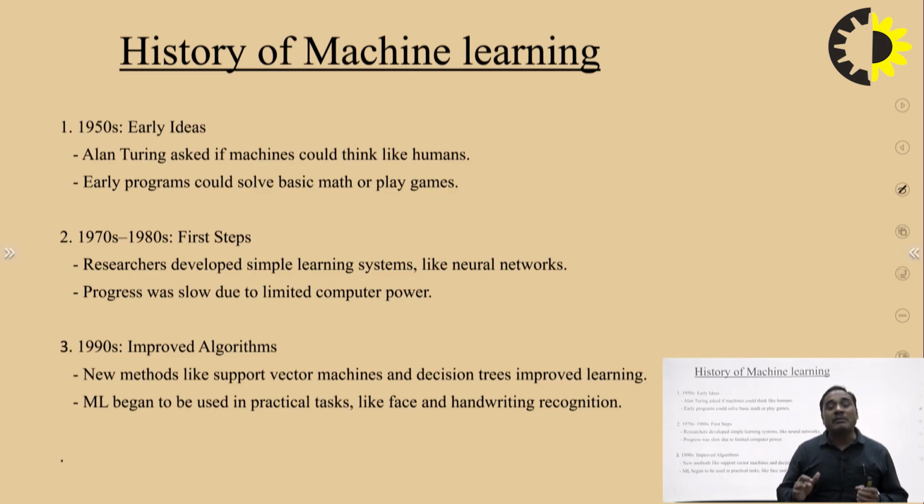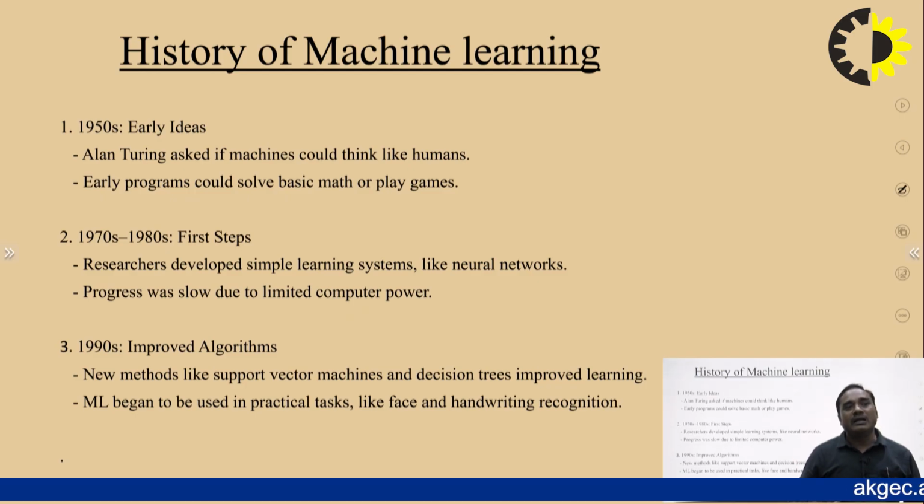This type of idea comes from researchers like Alan Turing during the 1950s, and after that, in the 1970s and 1980s, the first step was introduced. At that time researchers developed simple learning systems like neural networks. This was the birth of the machine learning concept, from the 1950s to the 1970s and 1980s, after which the step was forwarded to the next level. Then, in the third point, in 1990, the algorithms improved.